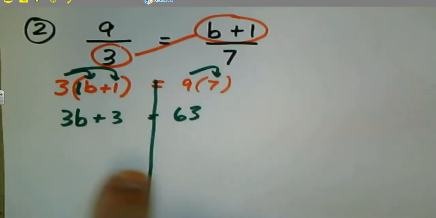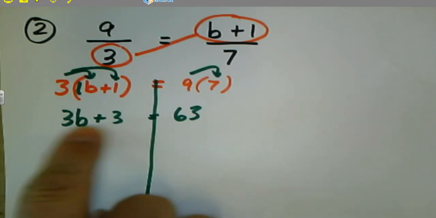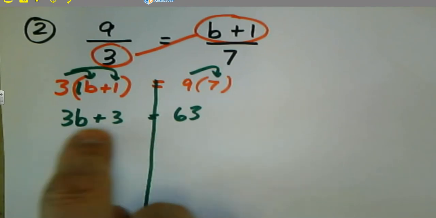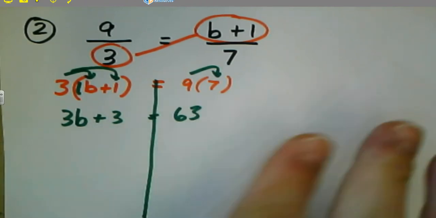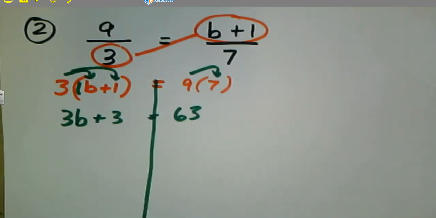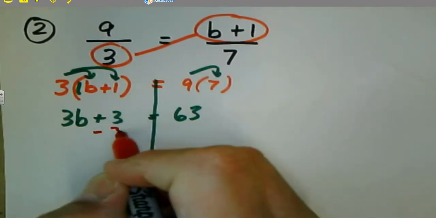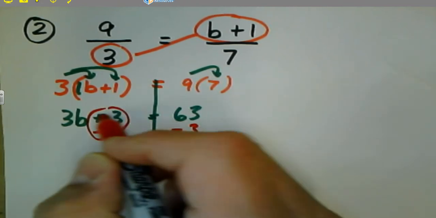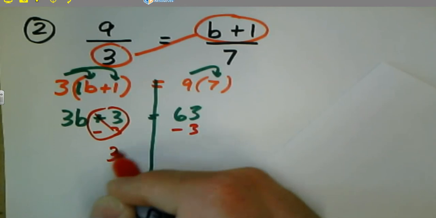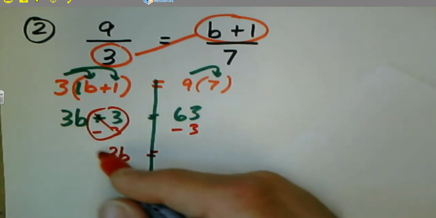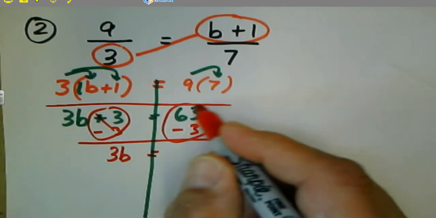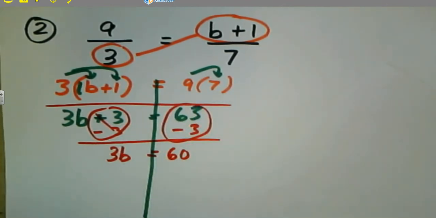We distributed. Now, can we combine like terms? No, these two can't go together. There's nothing over here to combine. There's no extra variable. It's the third step. There's a variable there, but nothing on that side. We can skip that step. There is something added to the b, which is that plus 3. So we are going to subtract 3 from both sides. These two opposite operations are gone. They become 0. Bring down that 3b. 63 minus 3 is 60.